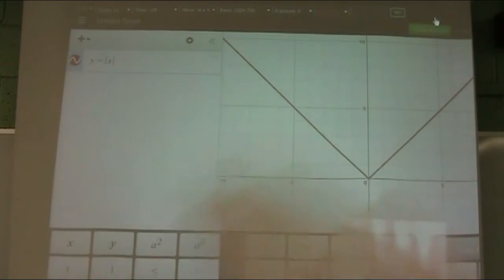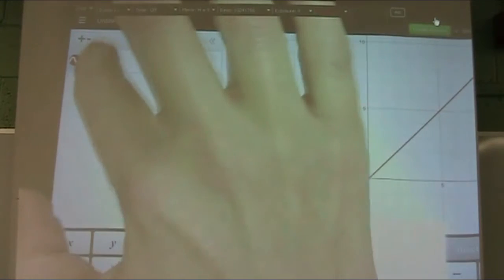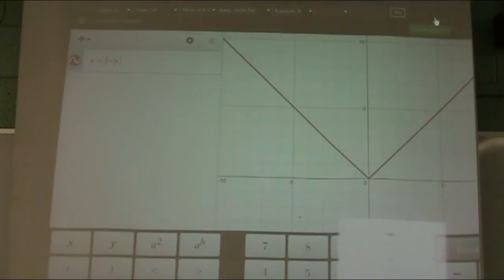If I reflect it about the y-axis, it's going to flip this way. All right? So let me go inside here again. Let's see if I can. Oh, there we go. I put the negative in there. Notice, it landed right back on top of itself. So you don't see any change. So essentially, it's the same thing.